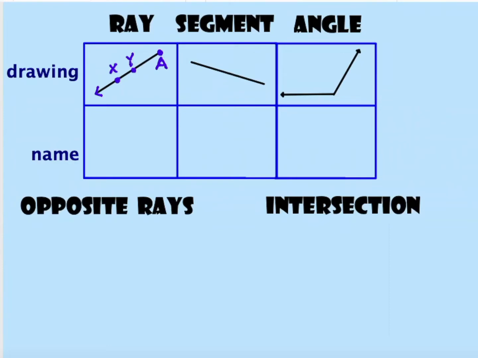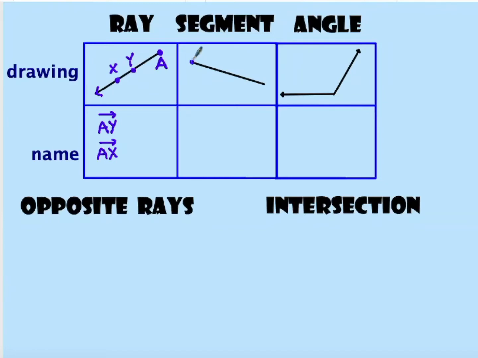All you're going to do to name that is you're going to always use the end point first. So I would have to name this ray A, and then I name another point that it goes through. I could choose AY. I could also have chosen AX, because that also shows that it's going to go infinitely through the point X or through the point Y, same thing, right? But it has to start with A and it has to have that little arrow on the top.